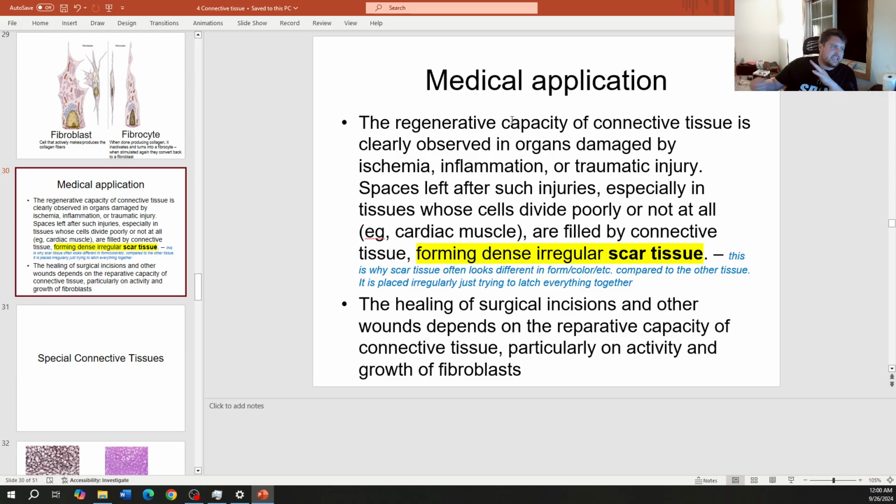Whenever we have injury, it throws down irregular tissue, irregular collagen. It basically just goes in and starts chucking down collagen everywhere, trying to fill the space and keep everything knit and closed together.